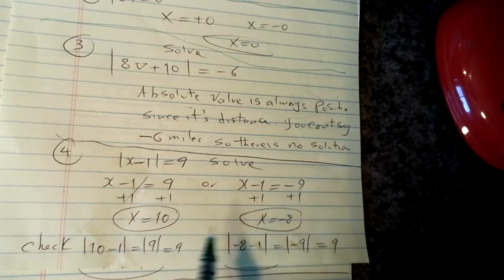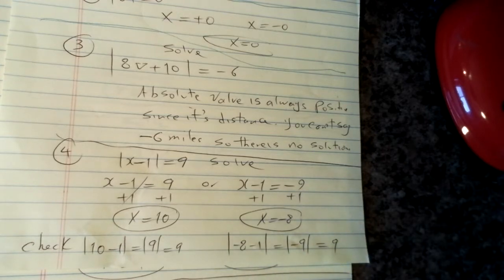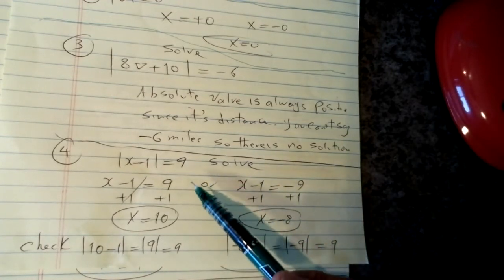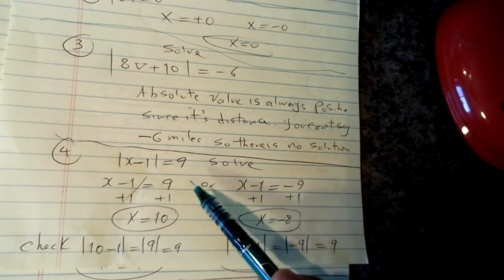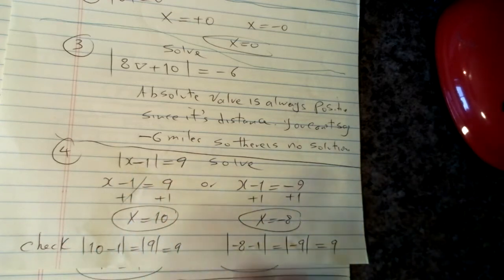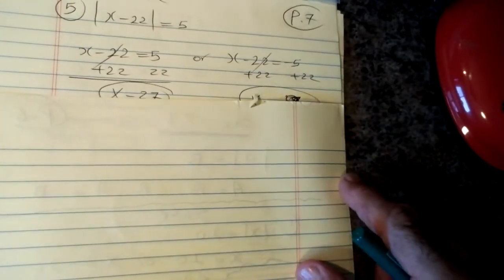Now, how do I check to see if my answers are correct? Check. I'll take the 10 and substitute here. See, absolute value of 9 is 9. How do I know -8 is the correct answer? I'll take it and substitute. Absolute value of -9 is 9. So this is a good example to show you that what you have on the other side has to be positive and negative, and what you have inside of the absolute value, you've got to pull that out.